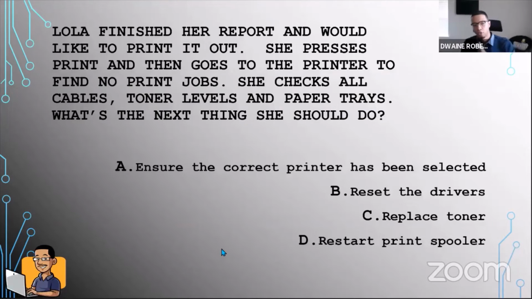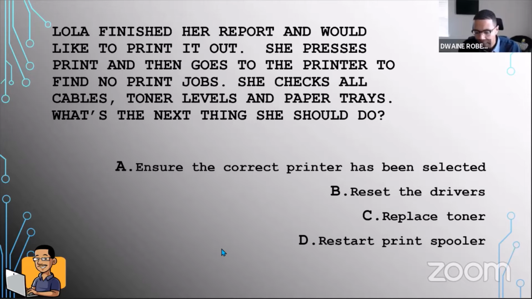All right, so next up, Lola finished her report and would like to print it out. She presses print and then goes to the printer to find no print jobs. She checks all cables, toner levels, and paper trays. What's the next thing she should do?